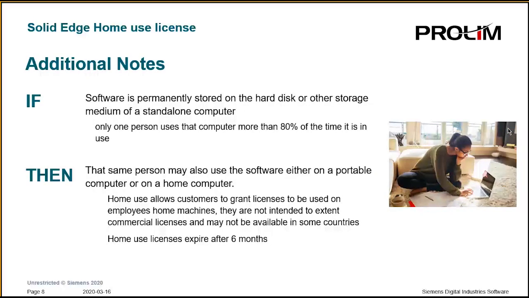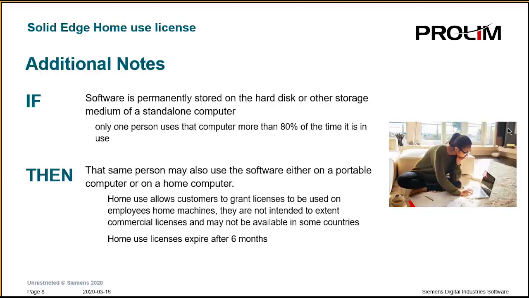Some additional notes that pertain to the home use license. Keep in mind that this is not actually a production commercial type of license, so there are some requirements to be met. First of all, if software is permanently stored on a hard disk or other storage medium on a standalone computer, then only one person that uses that particular computer more than 80% of the time may be using this home use license. And it can be used either on a portable computer or on a home computer, either one.